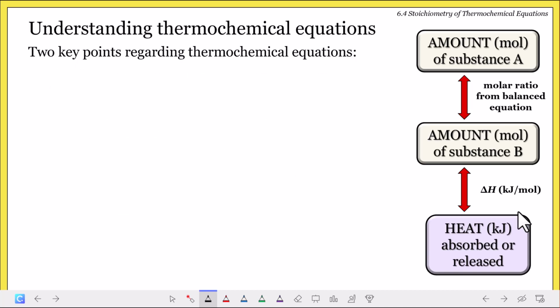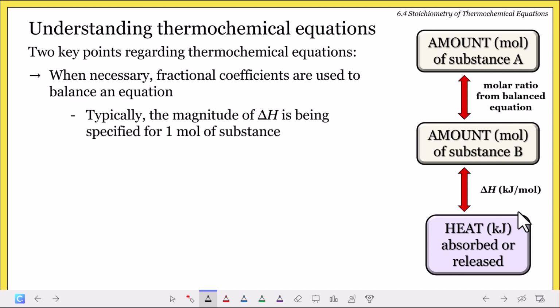Now, before we get on with the application of this, there's a couple things that we want to keep in mind when we're doing stoichiometry of these thermochemical equations. Something that we're going to notice is that we're using these fractional coefficients to balance equations. Oftentimes you're going to see something like 1/2 of molecular oxygen or 3/2 of molecular nitrogen. And this is kind of funky, right? Because in our first unit, we always said that we needed to have whole number coefficients.